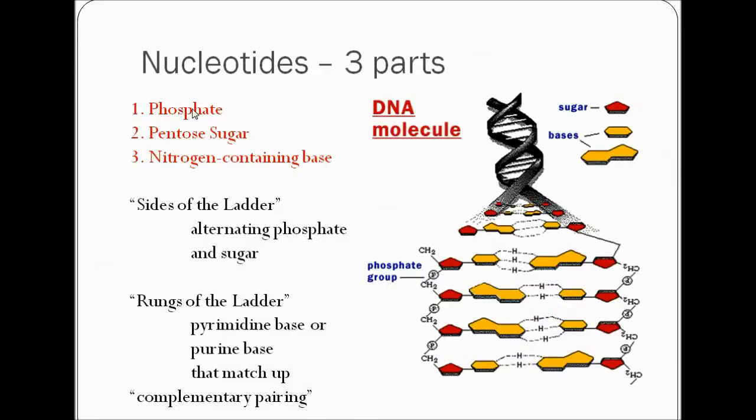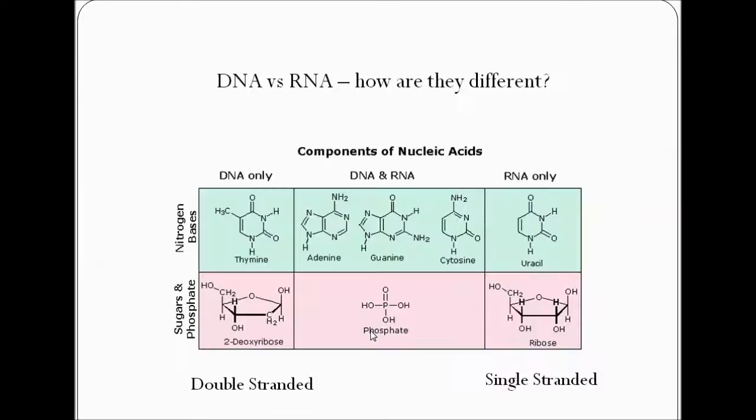What's it made up of? Well, a phosphate. Here are the phosphate groups on the sides of the ladder. The sugar are on the sides of the ladder, so it's phosphate, sugar, phosphate, sugar, phosphate, sugar on both sides of these ladders. And then the rungs are the nitrogen-containing bases. So that would be our A, T, C, and G, and there's complementary pairing that goes on.